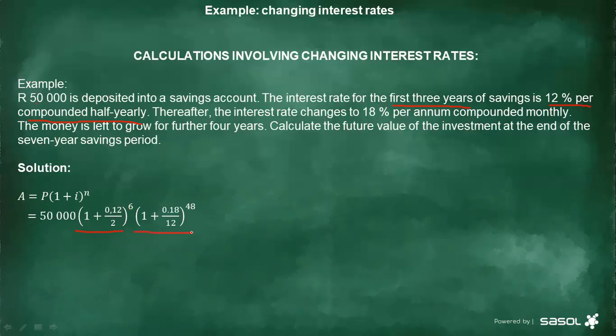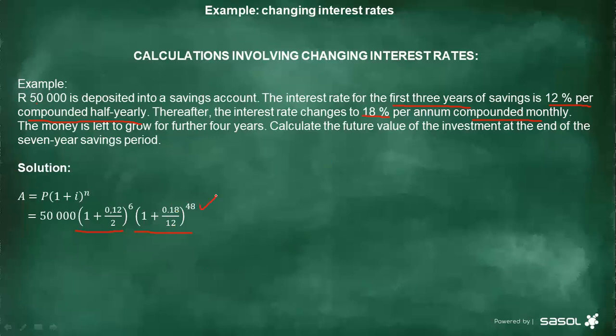Now multiply by another bracket, because it says thereafter the interest rate changes to 18%, compounded monthly. Then it's going to be 1 plus 0.18, because now the interest is no longer 12 but 18%. You divide by 100, which gives 0.18. Compounded what? Monthly. Then you divide by 12. For the remaining years, because from 7 years we have taken out 3 years, that is going to be 4. So it's 4 times 12, which gives us 48.